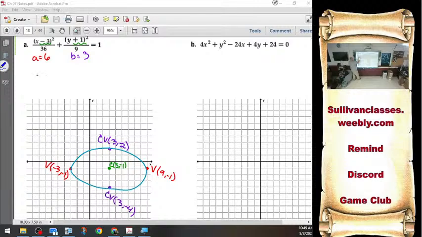And then off to the side, I'm going to say c is the square root of a squared minus b squared. 36 minus 9 is the square root of 27. Make sure you always simplify it. 3 root of 3.